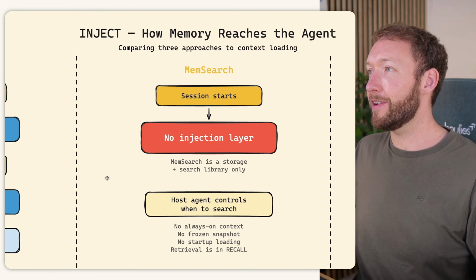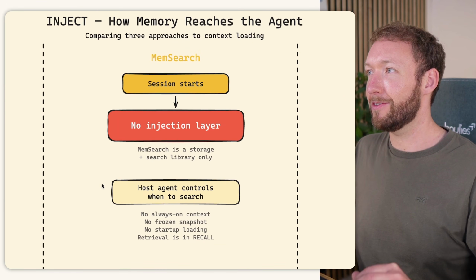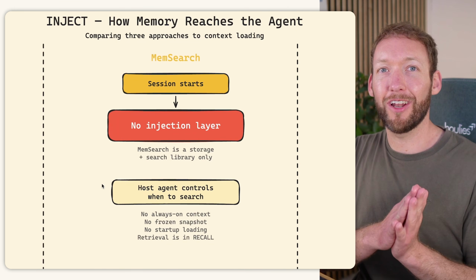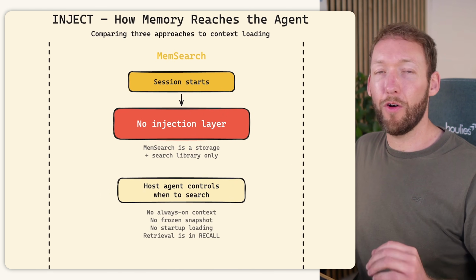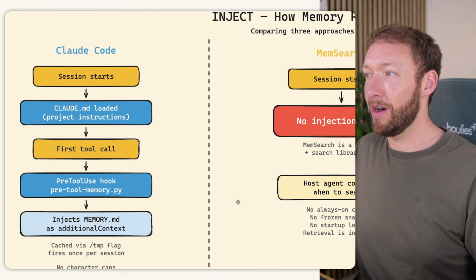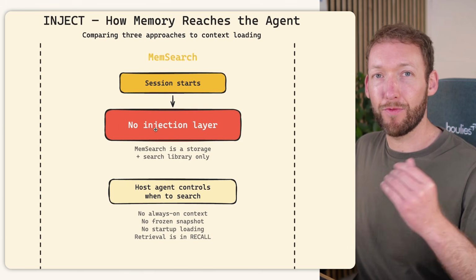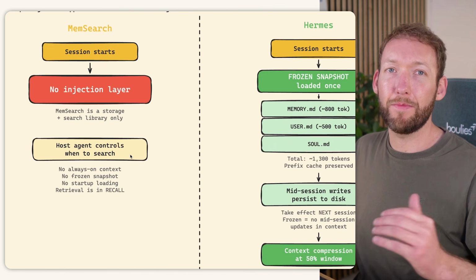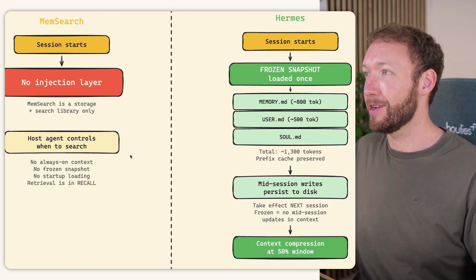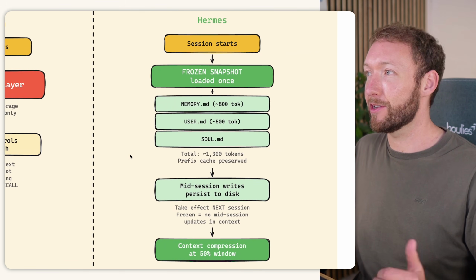We can inject those into the context window. But first, let's quickly cover MemSearch, because it might surprise you, but MemSearch actually has no injection layer at all. It just relies on the default behavior of Claude Code injecting the Claude.md and the memory.md. MemSearch is really built for the recall, which we'll come to. Think of MemSearch as basically a storage and search library that massively improves long-term recall.